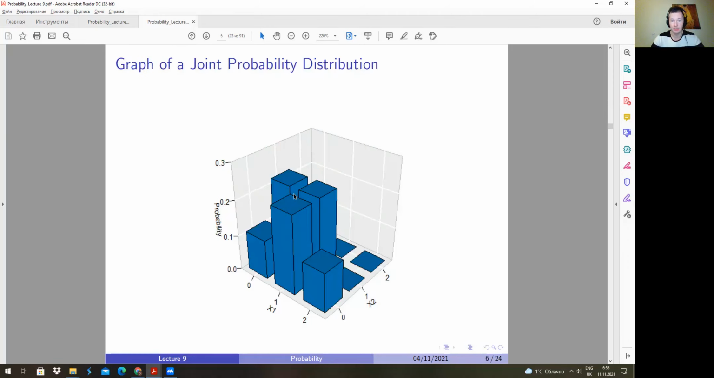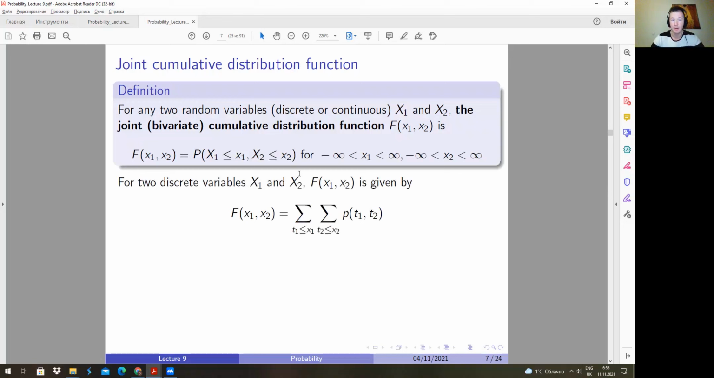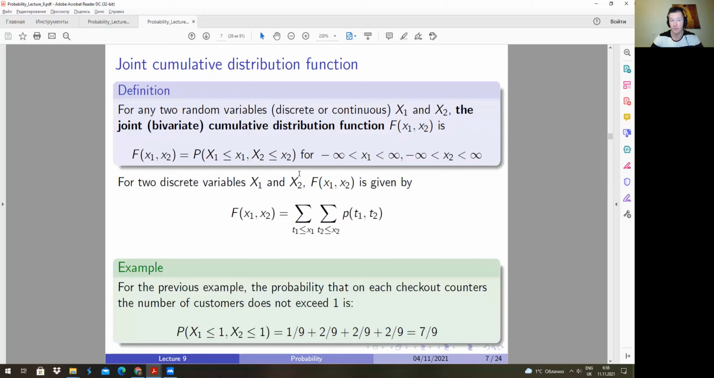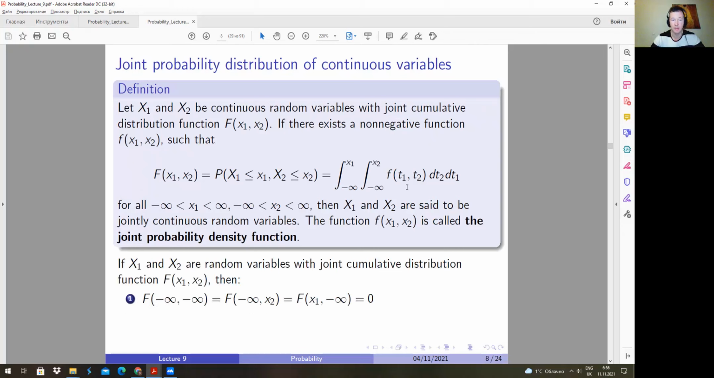Then we introduce the idea of joint cumulative distribution, which is also an intersection of 2 events. One event is that one random variable is less than or equal to the given number, and the other variable is also less than or equal to the given number. Why? Because with the help of the cumulative distribution function, we are able to introduce the continuous variables, and we do this in the same way as for the univariate case. We have a joint cumulative distribution function and joint density function introduced in this way.